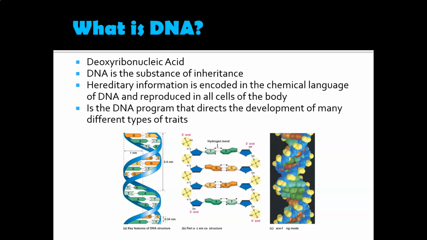So today we are going to just talk about the general structure of DNA, right? When we talk DNA, remember that this stands for deoxyribonucleic acid. This is your substance of inheritance. And that hereditary information really is encoded in this chemical language based on the nitrogenous bases and the order in which we find them. And that DNA then, using that set of sequences of nucleotides, is what sets the development of all of the different traits that exist in organisms.